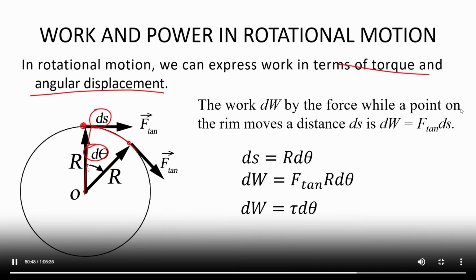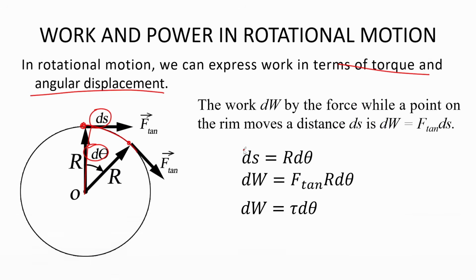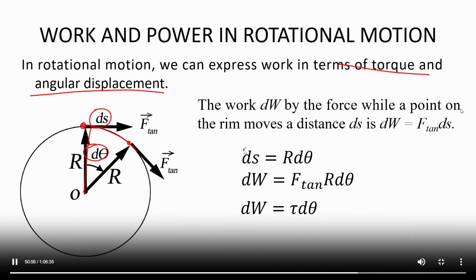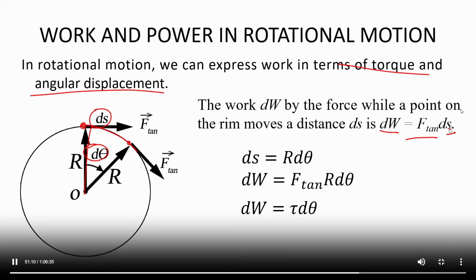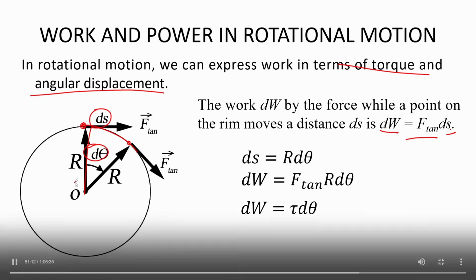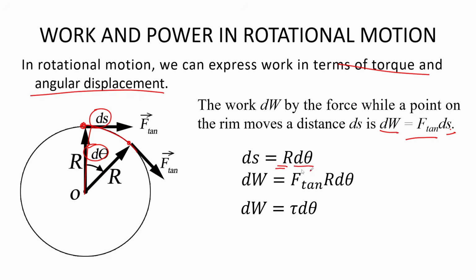But still, F tangential is the same. We recall that our work expression is F times d. So that means dW is F tangential times ds for a small amount of work. And ds is the arc length, which we remember is just r times the small change in theta.